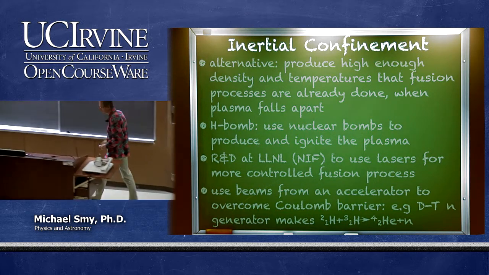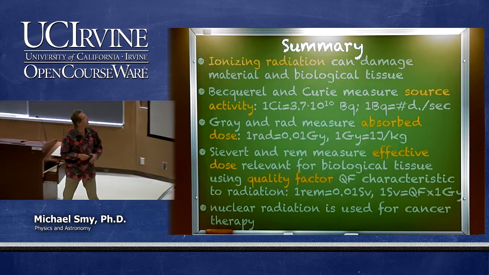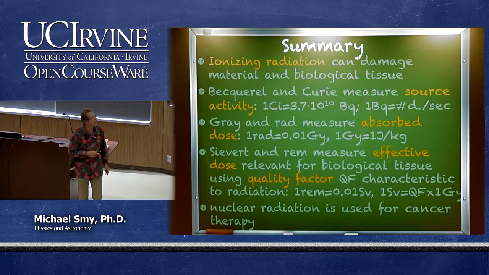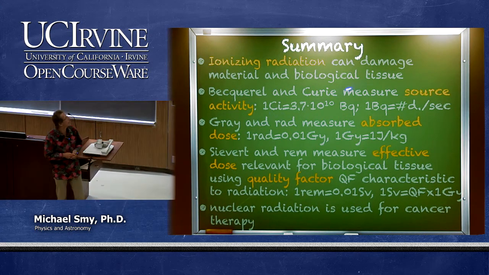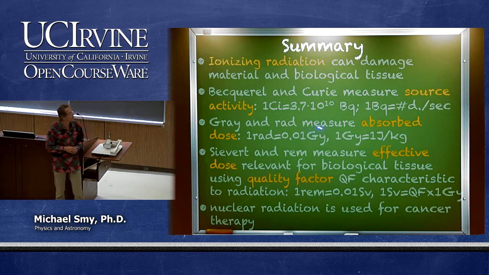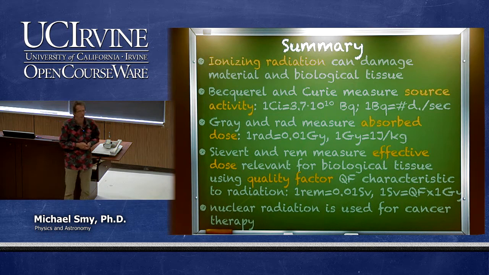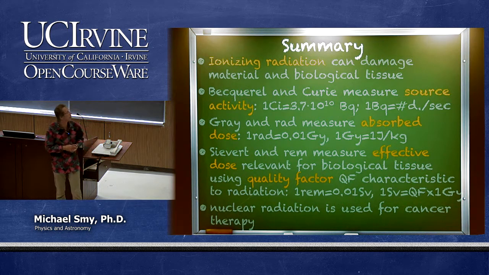So let me now summarize this chapter. So this chapter was all about ionizing radiation. Ionizing radiation can damage material and, in particular, biological tissue. And we use the unit of becquerel or curie to measure the source activity. And 1 curie is 3.7 times 10 to the 10 becquerel. And 1 becquerel means 1 atomic disintegration per second.